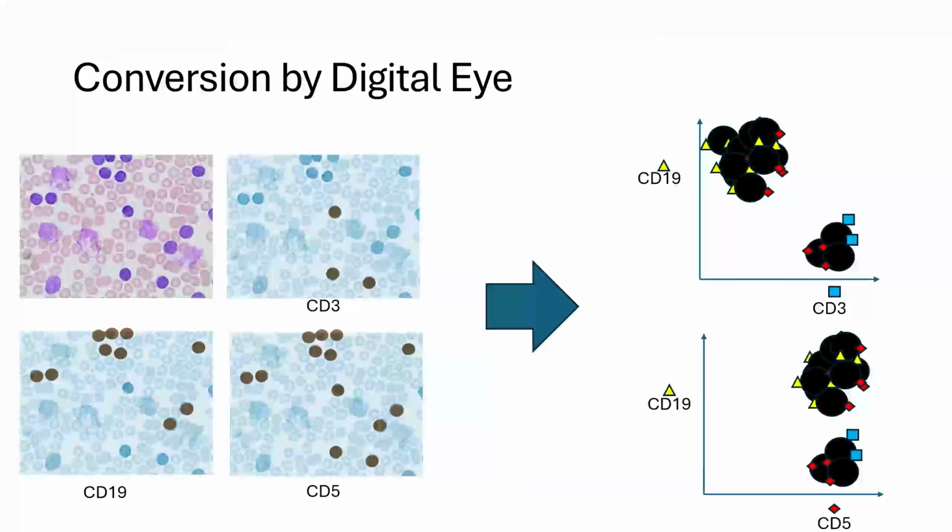With this, flow cytometry is our digital eye. It converts multiple separate IHCs into charts that represent the same thing but are easier to look at without having to flip slides back and forth. So the multiple slides on the left compared to a couple charts on the right. That's our basics of flow cytometry.